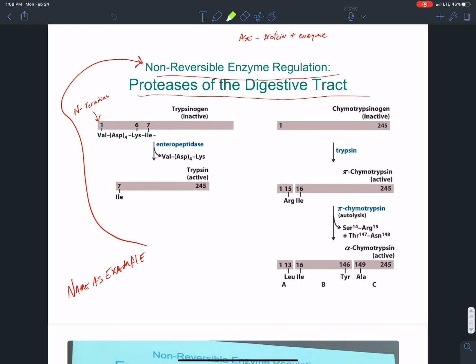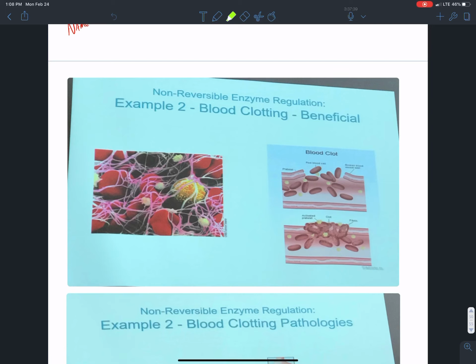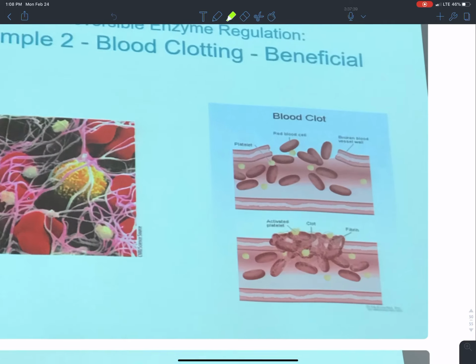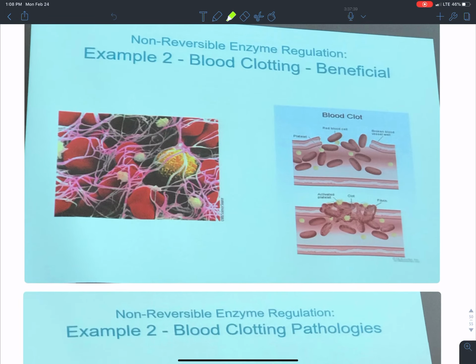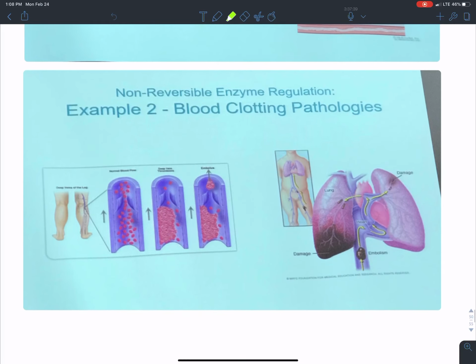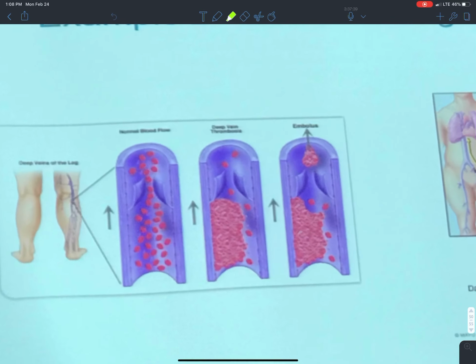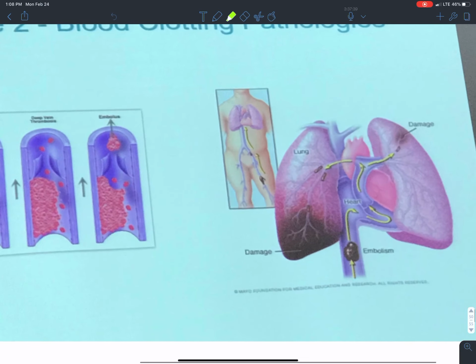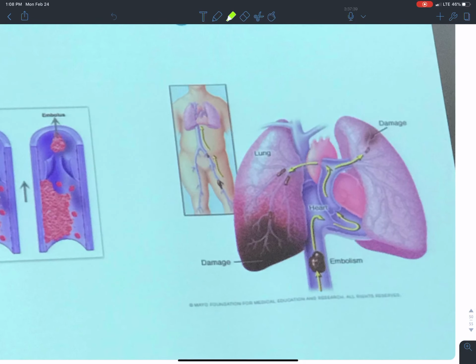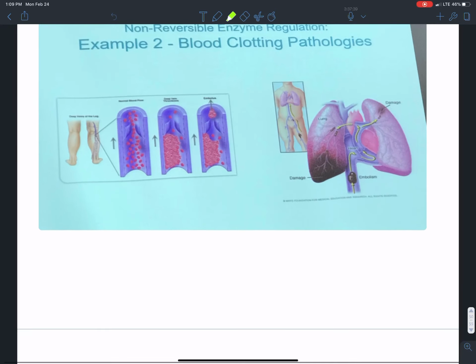And we're seeing that there is an N-terminus, and that's about all I remember about this slide. Pretty blank. We talked about non-reversible enzyme regulation. So why is it important? Well, we need it for blood clotting, right? So that is an example. And then we have other blood clotting pathologies where we have blood clots forming in the leg. We have blood clots actually forming, which is an embolism, the clot then floating through the heart and getting stuck in the lungs. So that's another blood clotting issue.